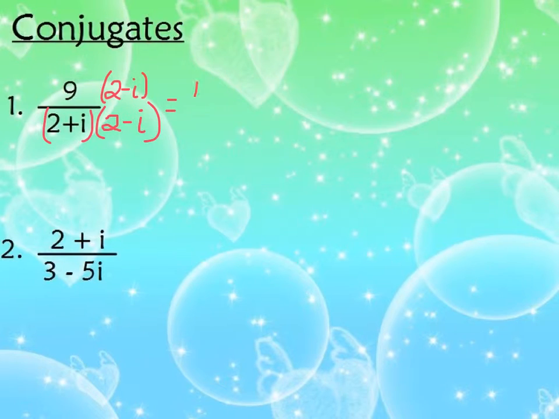So on the top, I'll have an 18 minus 9i. And on the bottom, when I do FOIL, I'll have first gets me a 4. Outer is a negative 2i. Inner is a positive 2i. And last is going to be a negative i squared.